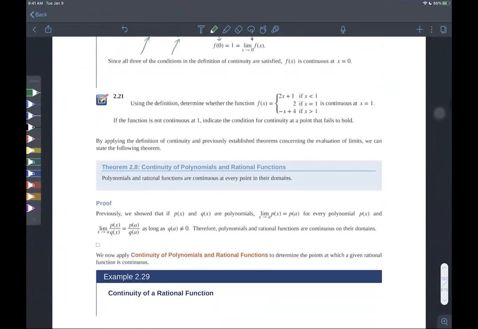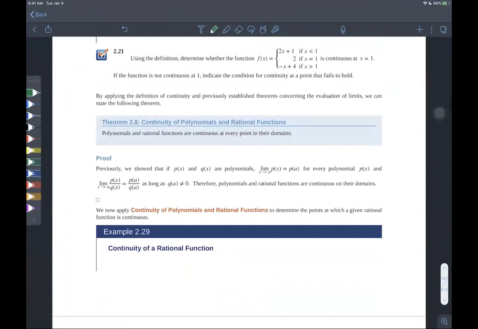All right, so very nice. You can try 2.21 if you like. So by applying the definition of continuity and previously established theorems concerning the evaluation of limits, we can state the following theorem. Theorem 2.8, continuity of polynomials and rational functions.